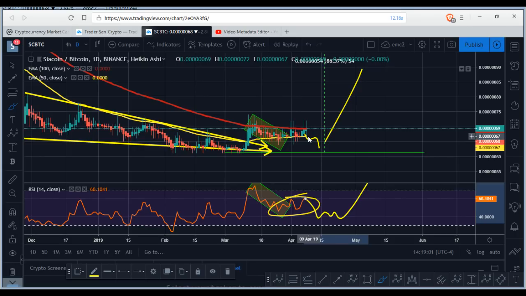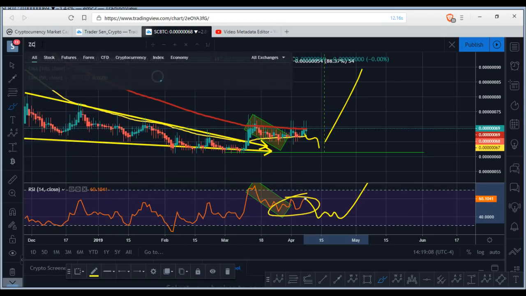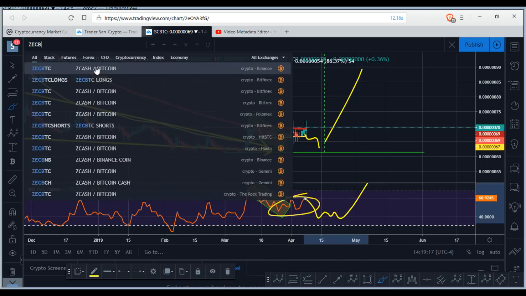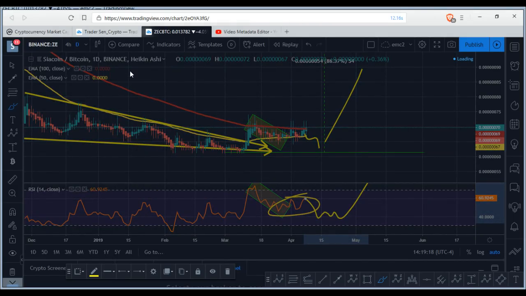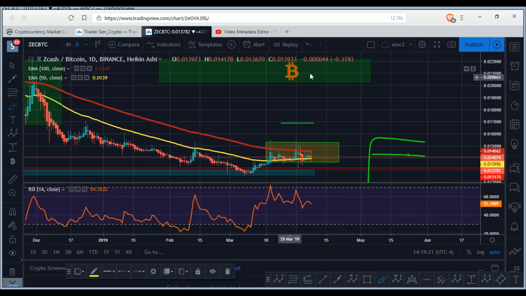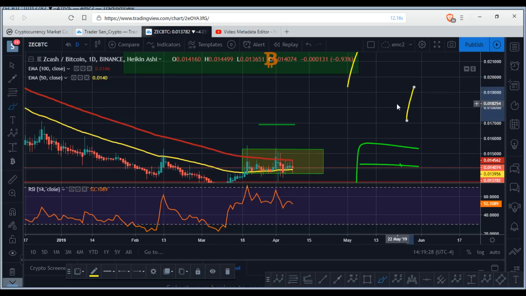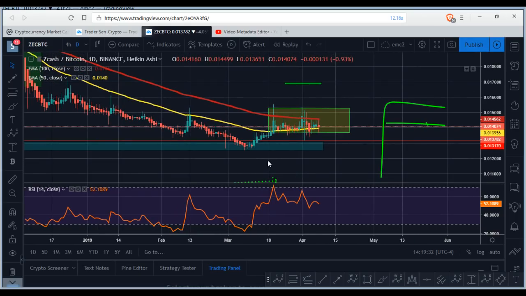Okay, Zcash. All right, Siacoin. Let's take a look at Zcash. BTC, right? Not USDT. Looking at Lambo now. You take a look at Zcash. You know how big I'm on Zcash.